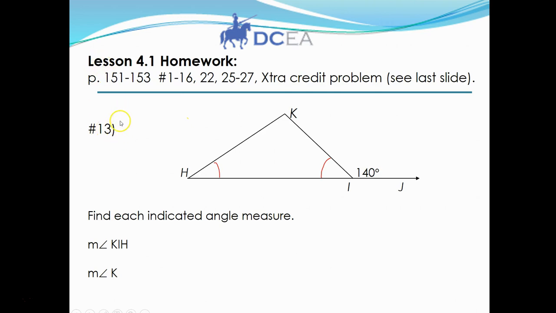Let's take a look at how to do number 13. We have a triangle here, and we have an exterior angle of 140 degrees. You're asked in the problem to find each indicated angle measure. I've gone ahead and marked which ones we need to solve for. We're solving for the measure of KIH and the measure of angle K. Well, KIH is not a remote interior angle. What it is, is a supplementary angle to this angle, 140 degrees.